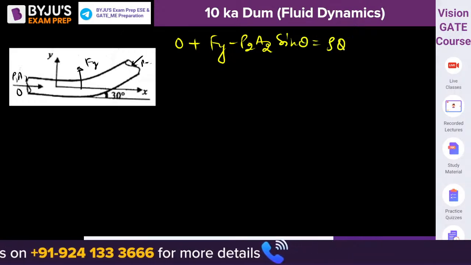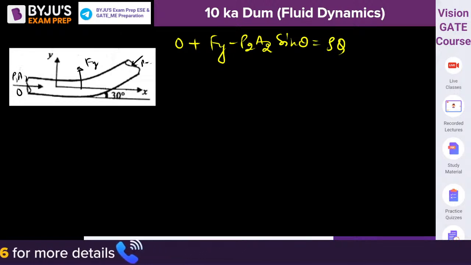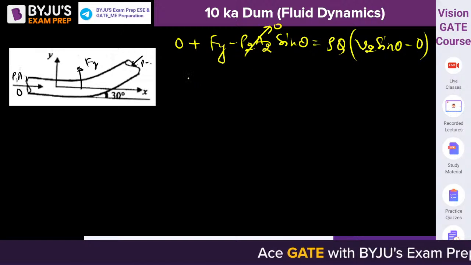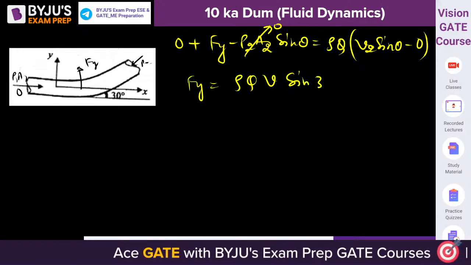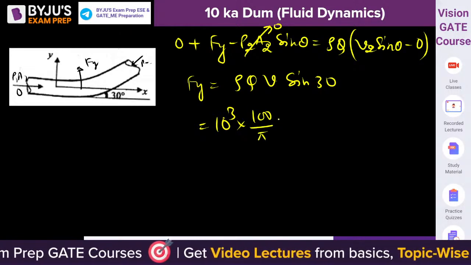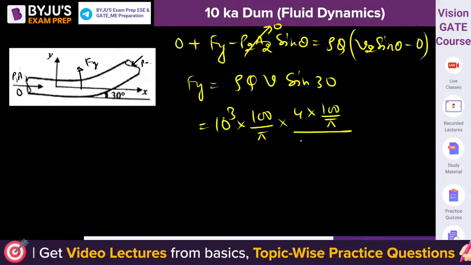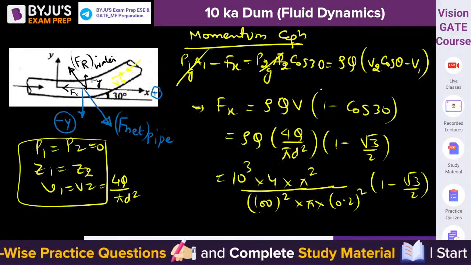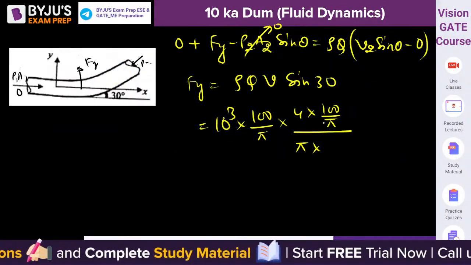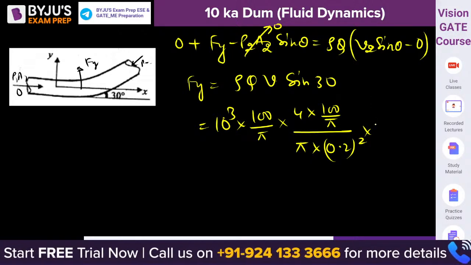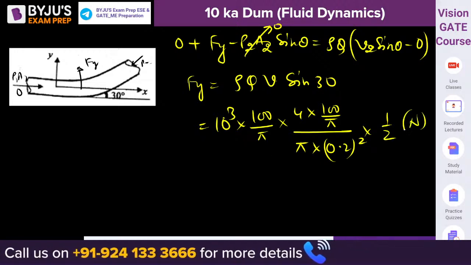sin theta is equal to rho Q into change in velocity, force on the fluid. It will be final minus initial. Final velocity is V2 sin theta minus initial velocity, which will be 0 in the y direction. This term is 0. So Fy is equal to rho QV into sin 30. Rho is 10 to the power 3 into Q, that is 100 by pi, into 4Q by pi d square. Diameter is 20 centimeter, 0.2, into sin 30, which is 1 by 2. That is in Newton. Can you solve it?